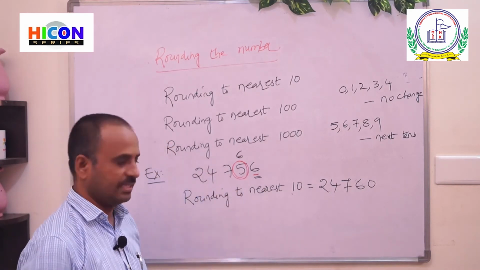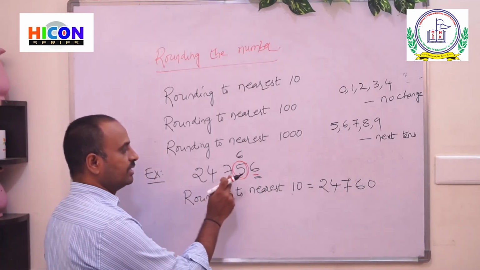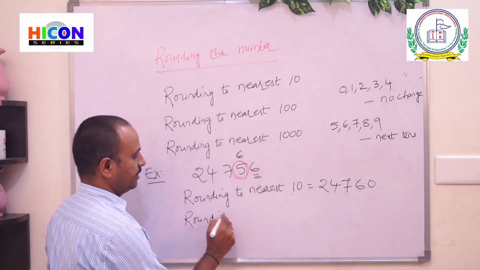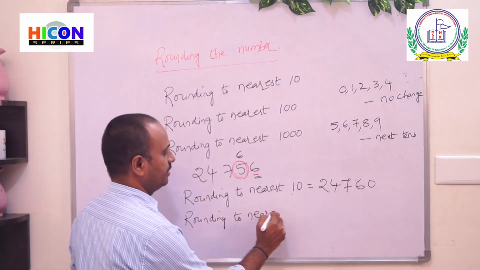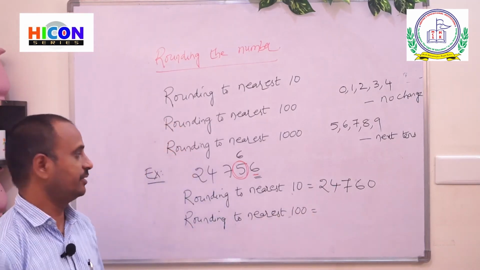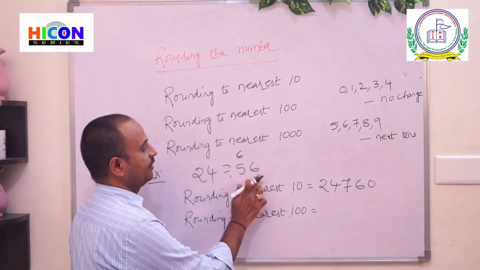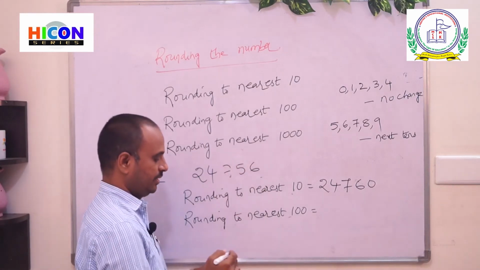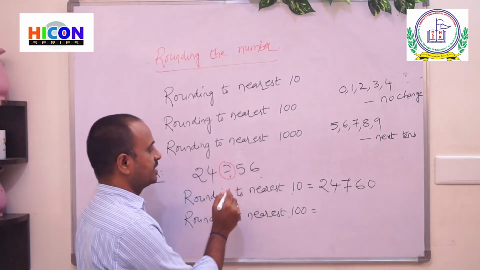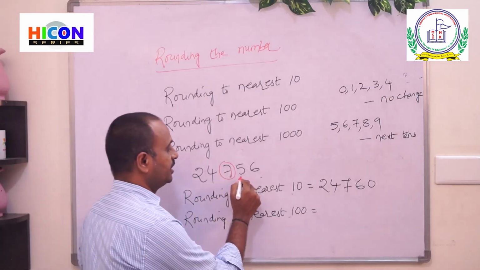So children, this is the way to round the given number to the nearest tens. And let us see how to round this number to the nearest hundreds. Rounding to the nearest 100. First identify the digit present in the hundreds place. Here the digit present in the hundreds place is 7. And check the next digit. The next digit is 5.